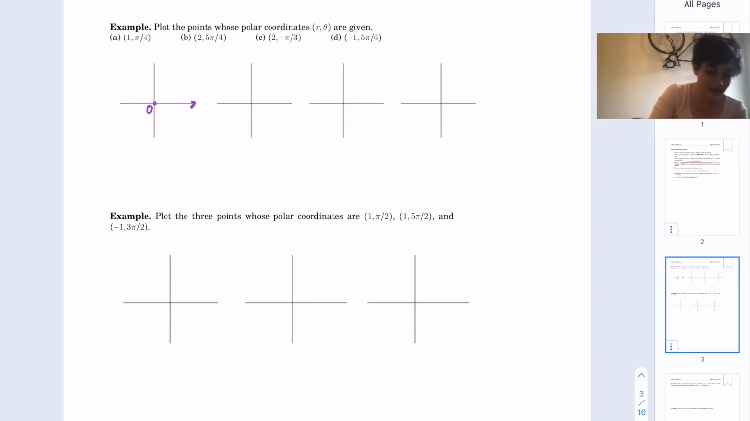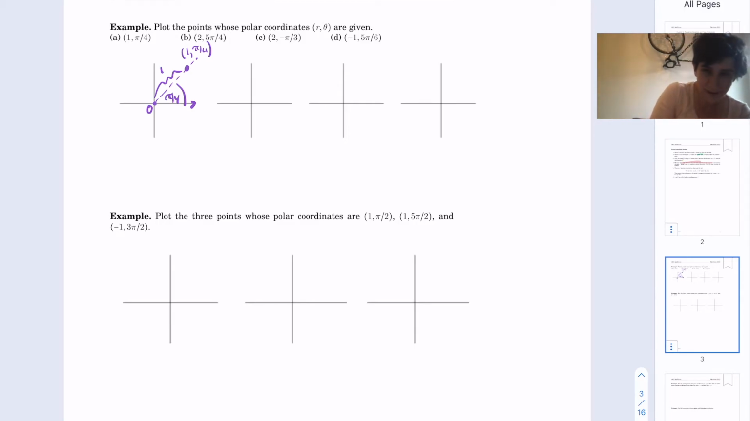This line makes pi over 4 with our polar axis. And then really just plop a point down on that line, declare that 1, and then we would label this point 1, pi over 4. Okay. Part B here, we're looking for 5 pi over 4.